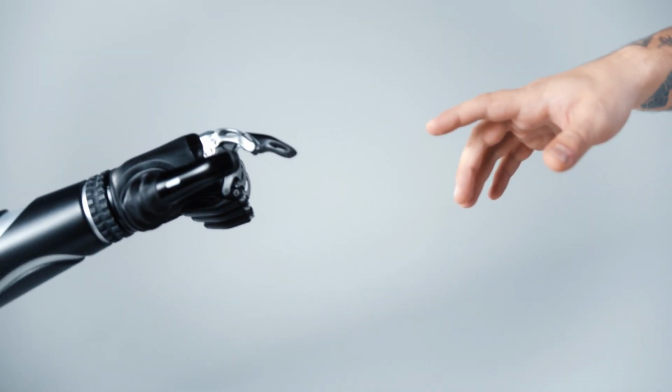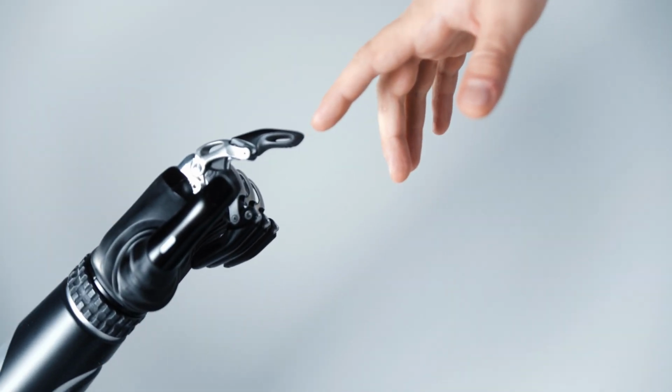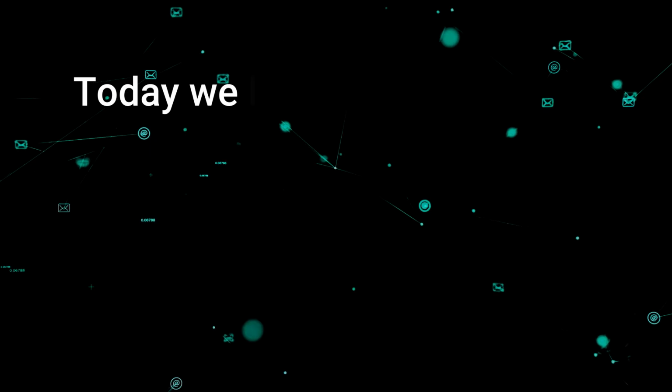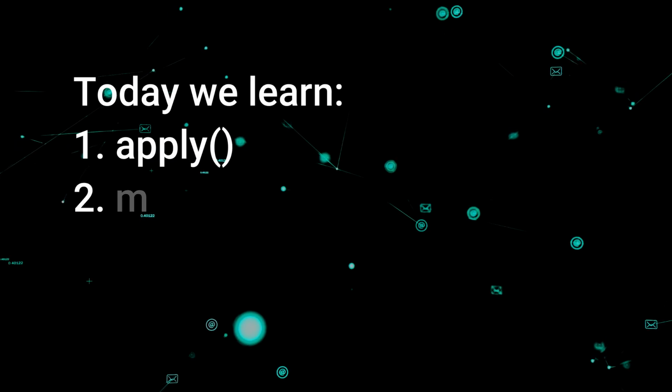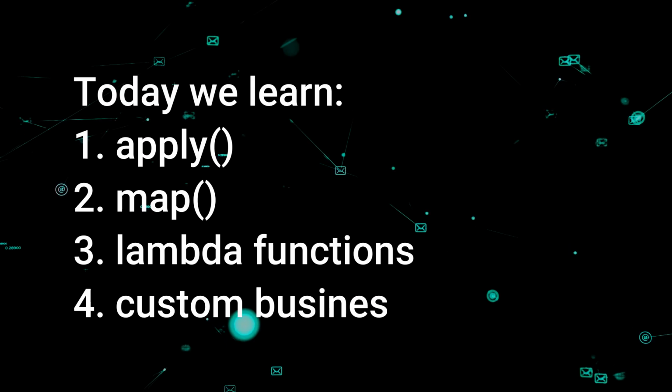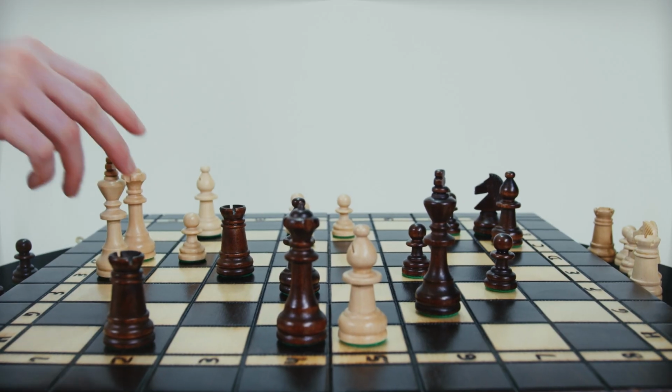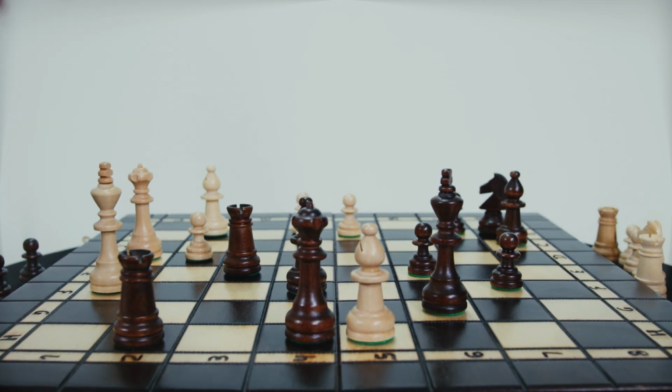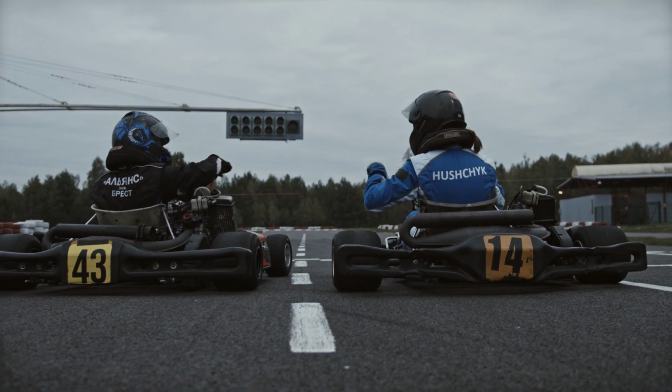And today we are going to do Pandas Advanced, where we learn how to deal with the apply function, map function, lambda function and custom business logic. And this is where data turns into decisions. So let's get started. Now, the first point is why apply, map and lambda functions exist.